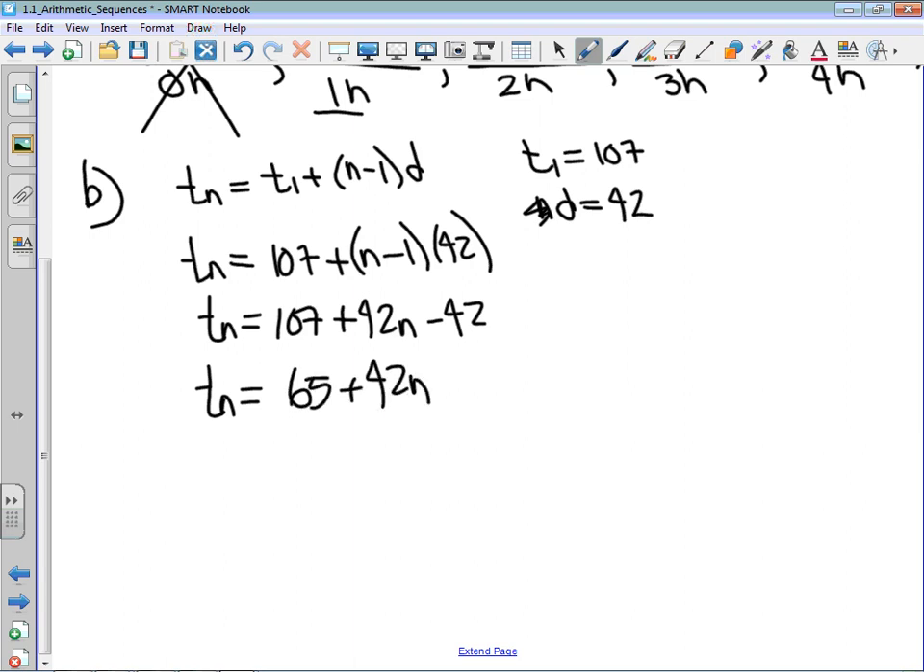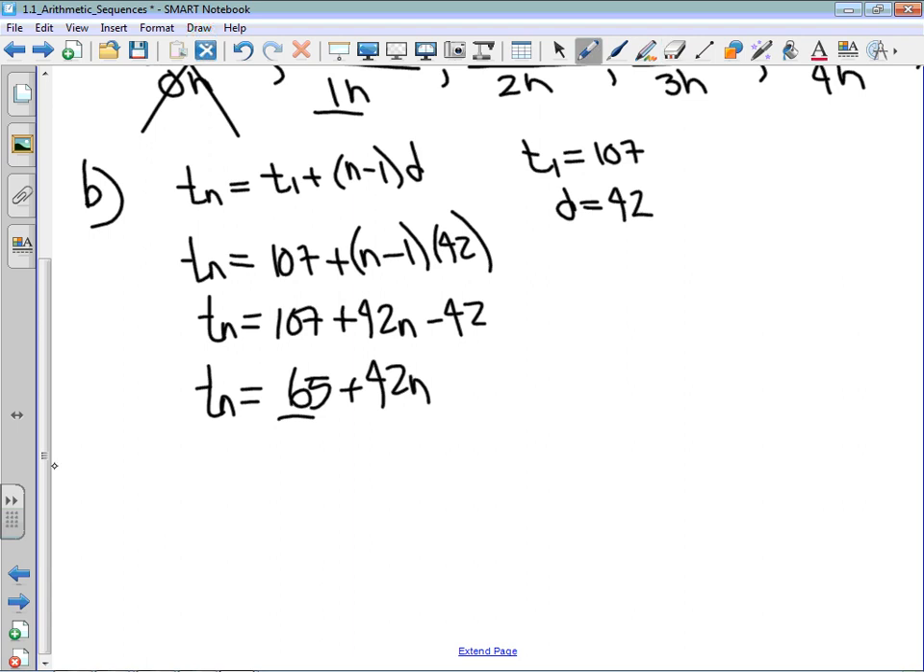And I want to hammer home that I like simplifying this because sometimes it does give us a bit of a better meaning. Tn being 65 plus 42n means that it's $65 no matter what. And then it's 42 times the number of hours that she worked plus that 65. And that's an important consideration because that's really exactly what's happening here: this 65 we get charged regardless, and then they charge us an additional $42 per hour.